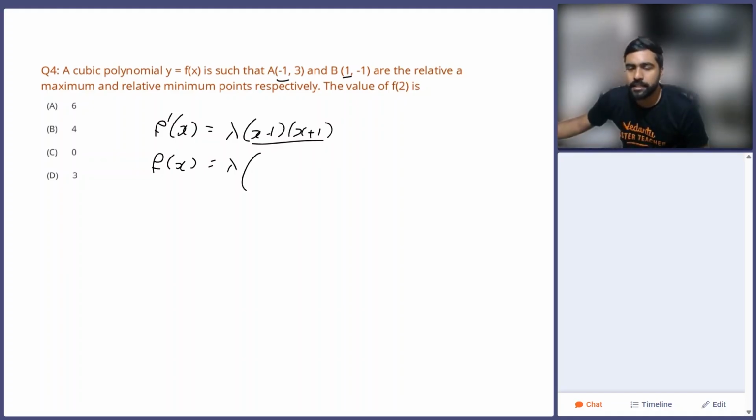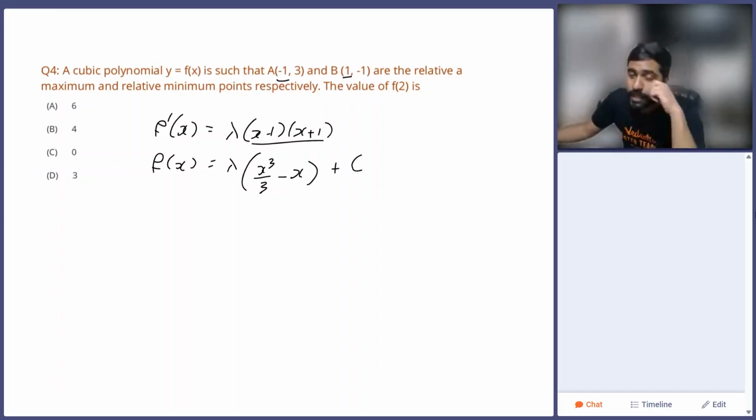So if I integrate, I'll get lambda times x cube by 3 minus x plus the constant of integration. This is the expression that you will get. Now how will I get the value of lambda and c? I know that f of minus 1 is 3 and f of 1 is equal to minus 1.